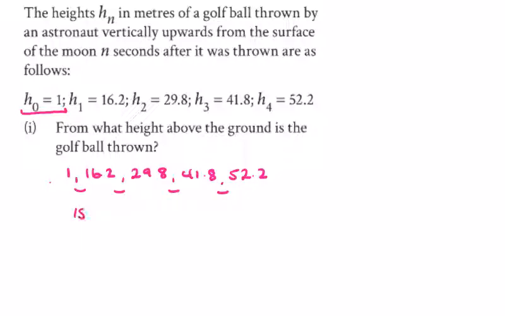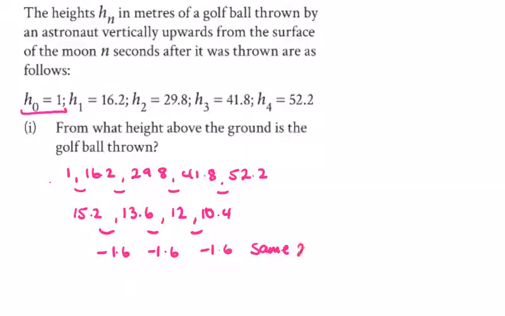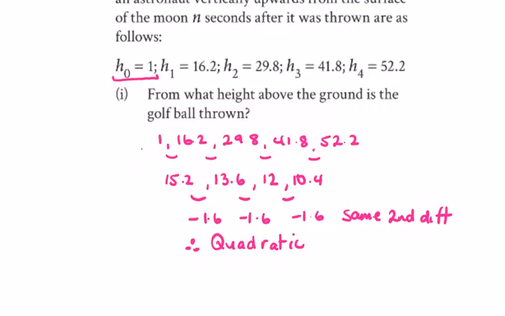So it's going up 15.2, then it's going up 13.6, then it's going up 12, and then 10.4. Second differences are going down, minus 1.6, and they're all the same here, so we can say that this sequence is quadratic. Same second difference. Therefore quadratic. Let's work out A, B, and C of this quadratic sequence.